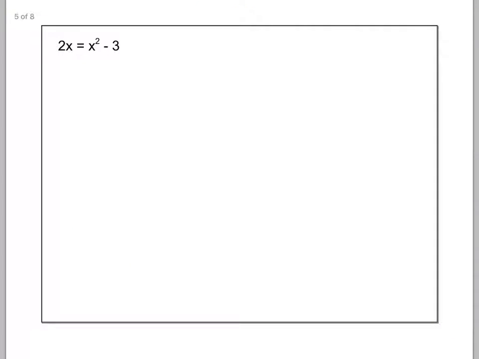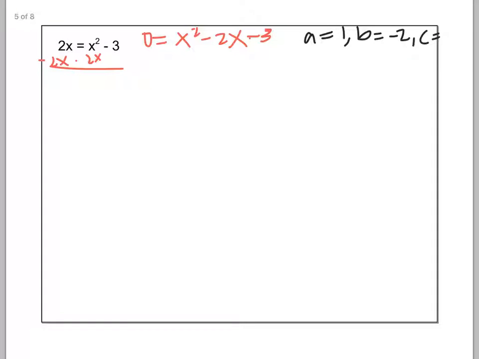All right, moving on to the next one. This one's 2x equals x squared minus 3. It's not in standard form yet. I need to move that 2x to the other side to get them all together. So my equation really is 0 is equal to x squared minus 2x minus 3. So in this case, a is 1, b is negative 2, and c is negative 3.